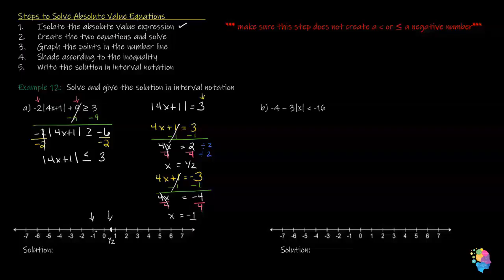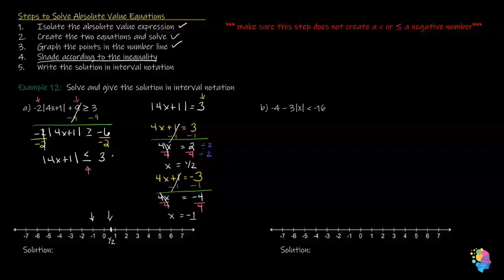Okay, now after I created my two equations, solved them, and marked those numbers on the number line, I have to shade according to the inequality. However, I have two different inequalities. I have the greater than or equal to from the original, and then I have the less than or equal to. And you might be asking, which of the two should you use? Well, look at the equation that we solved. Did we solve the original inequality, or did we solve when we had isolated? Because we used the one that had been isolated, that is the inequality that we're going to use to shade.